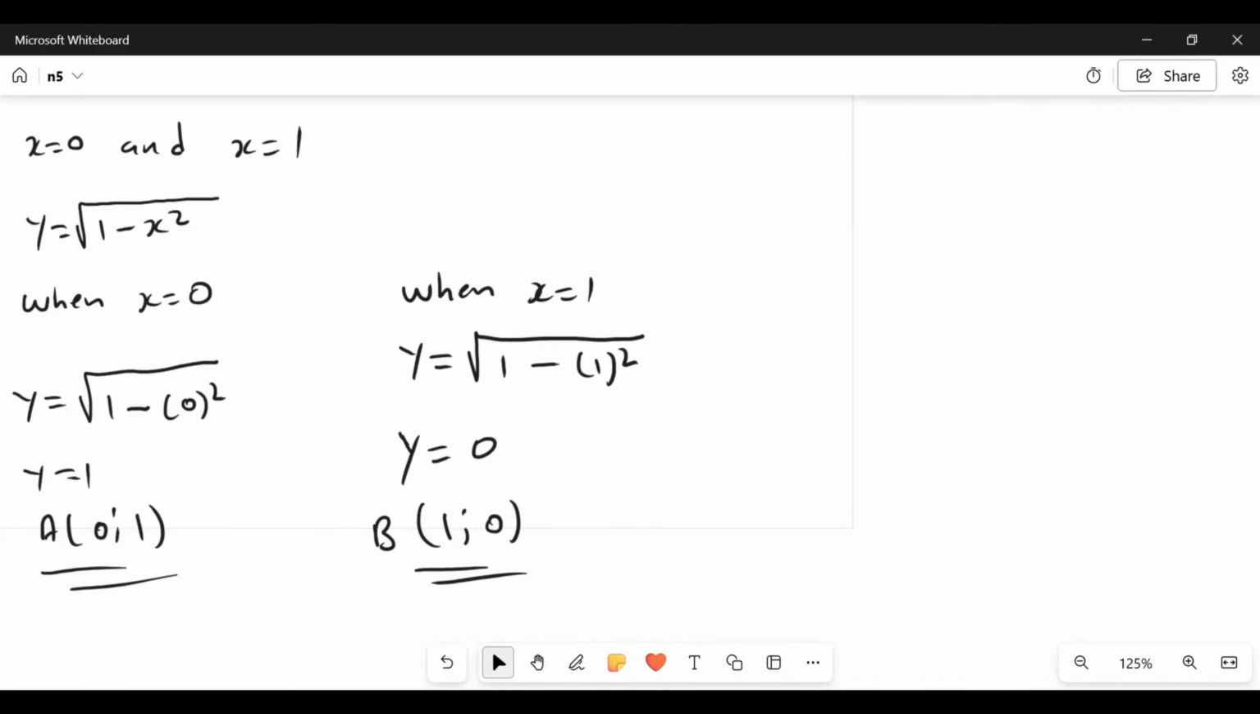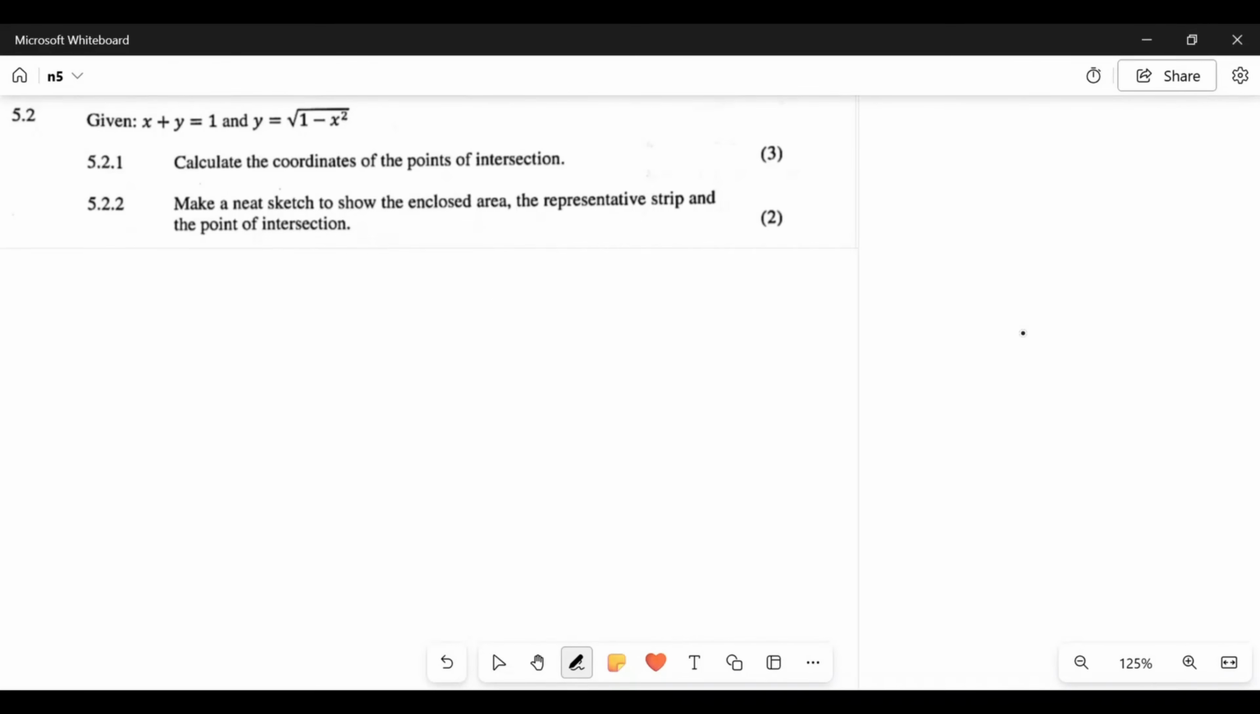Let's look at 5.2.2. Now let's read the statement and let's solve it. The statement goes like this: make a neat sketch to show the enclosed area, the representative strip, and the point of intersection. So here they want us to draw the graph of these two functions, or these two expressions.